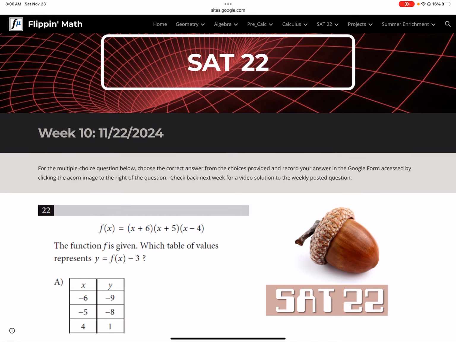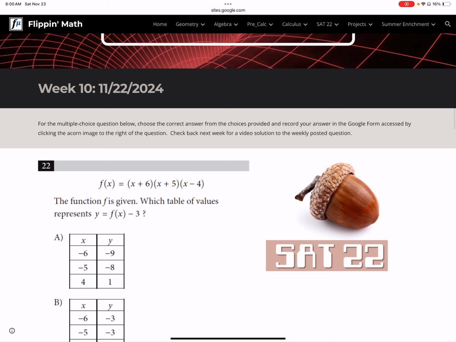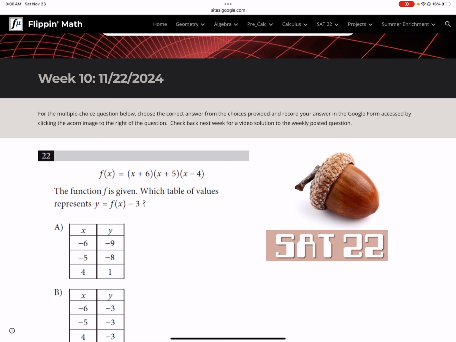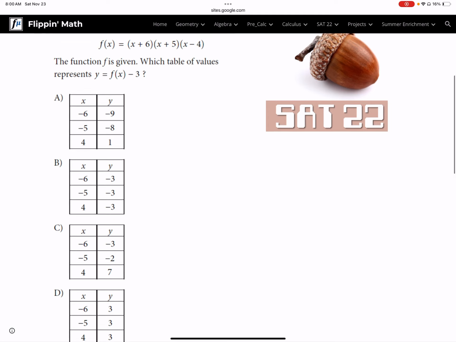All right, here we are, SAT for week 10. And we have, for our question, f of x is equal to quantity x plus 6 times x plus 5 times x minus 4. This is essentially a cubic polynomial. If you multiplied all those x's together, it would be x to the third. The function f is given. Which of the table of values represents y is equal to f of x minus 3? Okay, and then we have our answer choices, which are just a bunch of table of values.